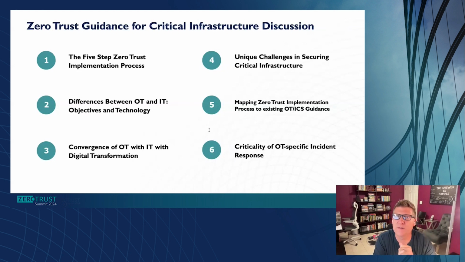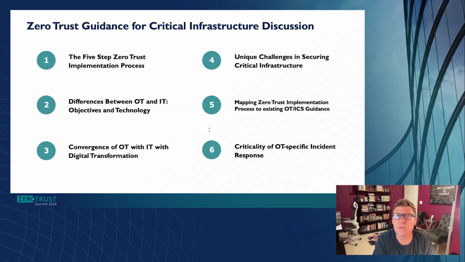In our agenda here, we've put up 6 key points that you'll see flash on and off throughout the presentation. They really do follow the document. So we start with this 5-step zero trust implementation process we've just talked about. The paper goes deeper into differences between OT and IT, and perhaps we could talk about a few more here in both objectives and technology.